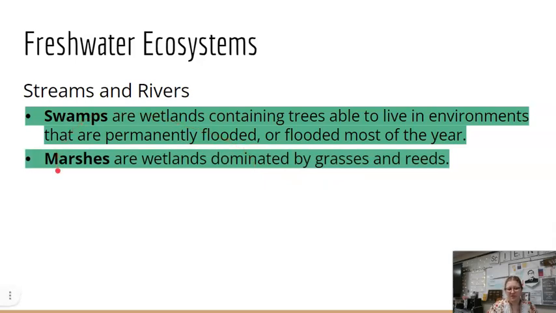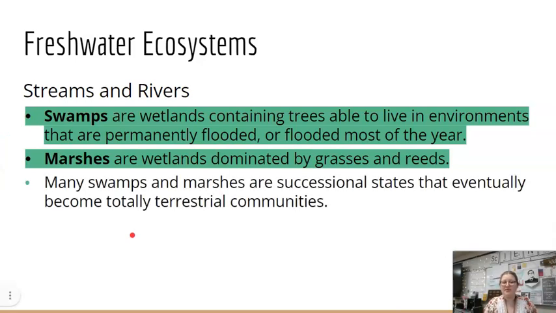And then marshes are wetlands dominated by grasses and reeds. So there is a difference between a swamp and a marsh. Swamps have trees, marshes have grasses and reeds. Many swamps and marshes are successional states that eventually become totally terrestrial communities. We will talk about succession, but it basically is going from an oligotrophic, a really clear lake, clear stream, clear whatever, and then becoming eutrophic, where we have a lot more nutrients, plants, animals, and all of that.